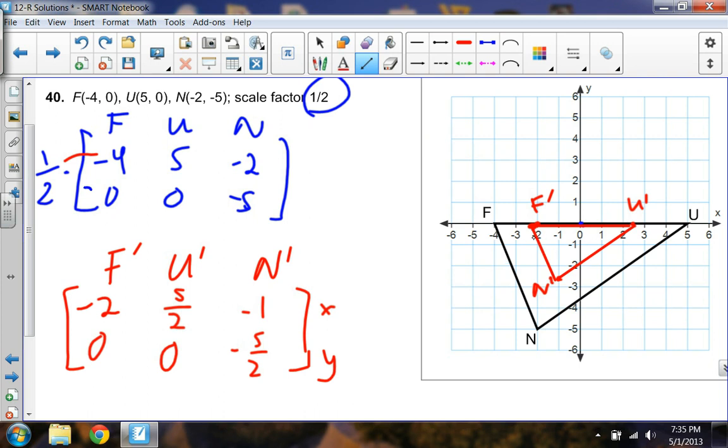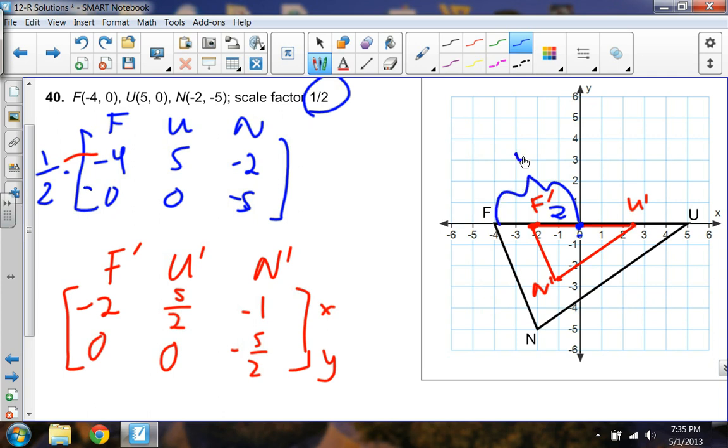So this is, well, it's not half the area of the triangle, but the lengths from the center, this blue part right here, to every point. If I go from the center to F prime, that's 2 units away. This from the center to F, that's 4 units away. So the scale factor 1/2 basically says I've halved everything, every distance away from the center. This distance is half of that distance, etc. So that's what the scale factor does. This is how we do it with matrices. Multiply this scale factor by every entry in the matrix.